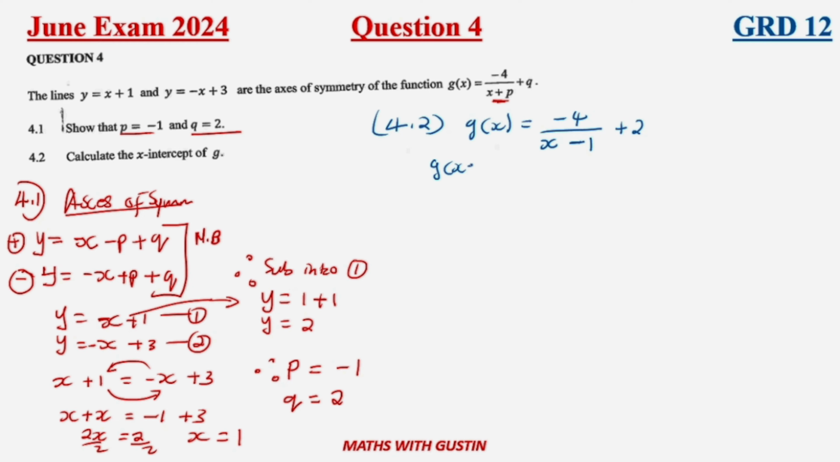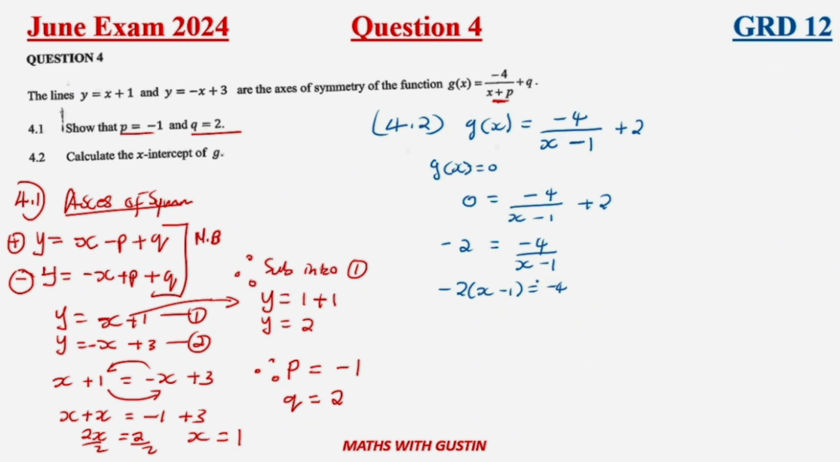So our x-intercept we'll get when g of x is equal to 0. So 0 is equal to -4 all over x minus 1, plus 2. Then we're going to take the 2 to the other side. It's going to give us -2 is equal to -4 all over x minus 1. So therefore we cross multiply in this case. We're going to cross multiply: -2(x minus 1) is equal to -4.